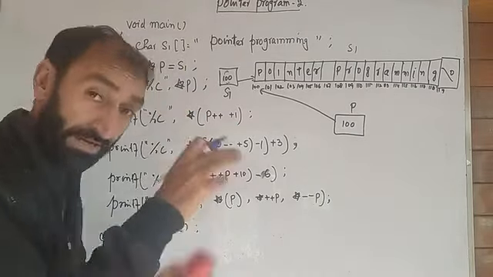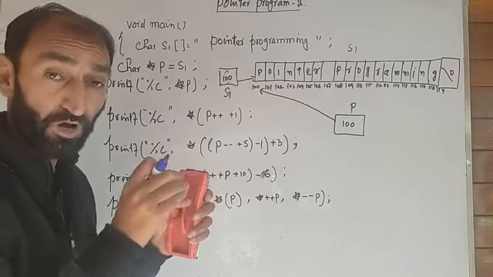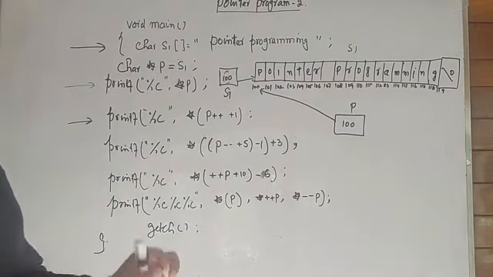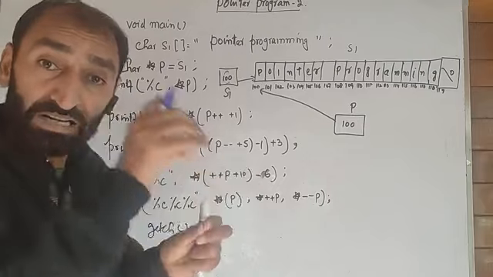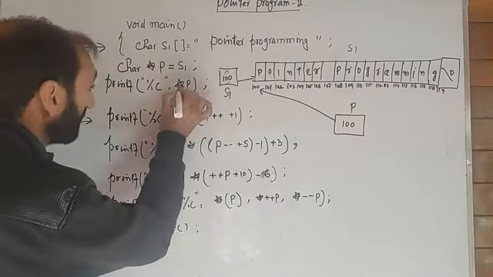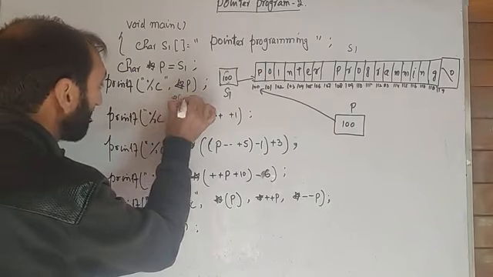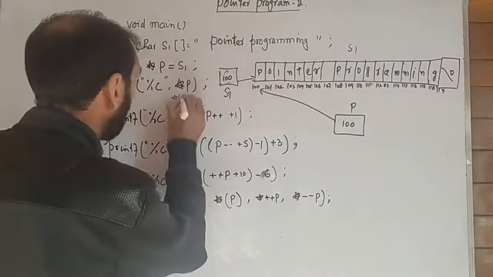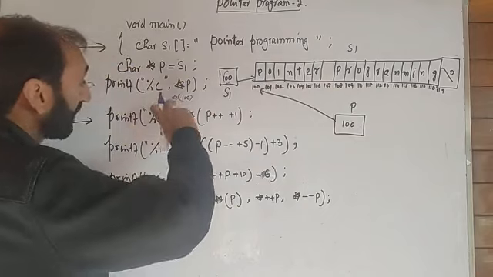What is the role of the indirection operator? The role of the indirection operator is that it returns the value at the address. That means value. What is p? P is 100. It will return the value at 100.